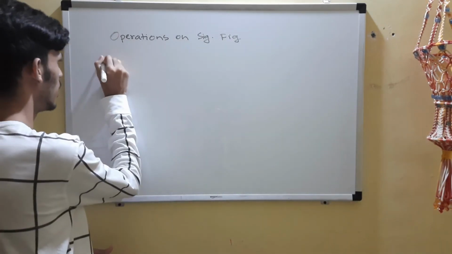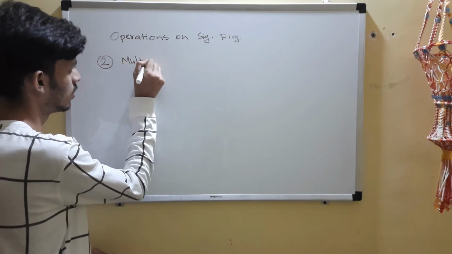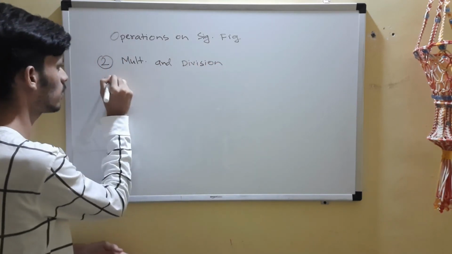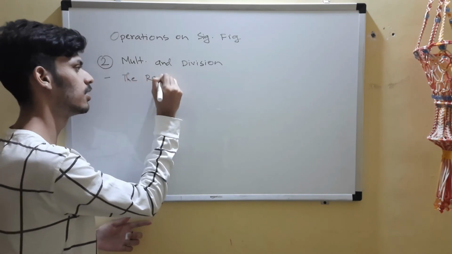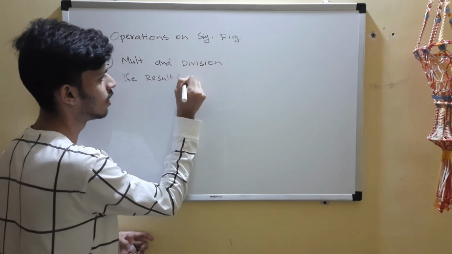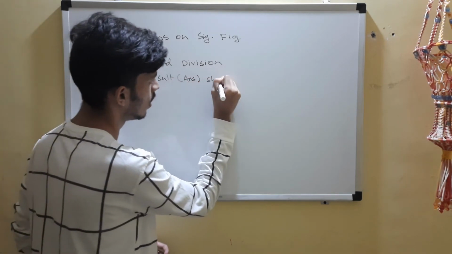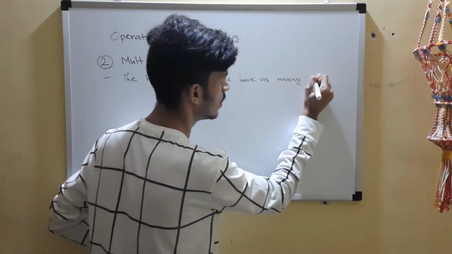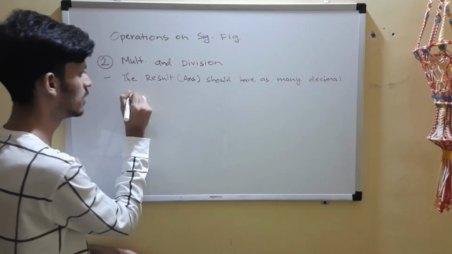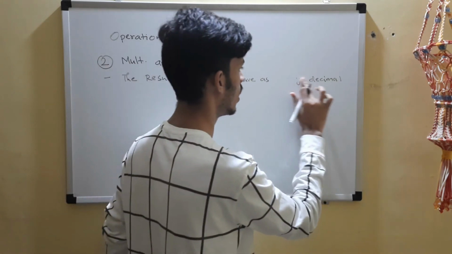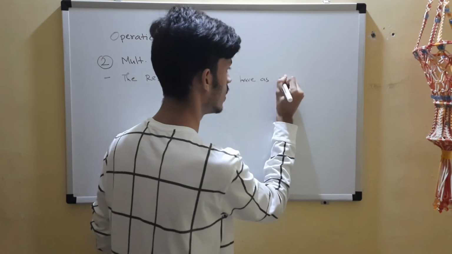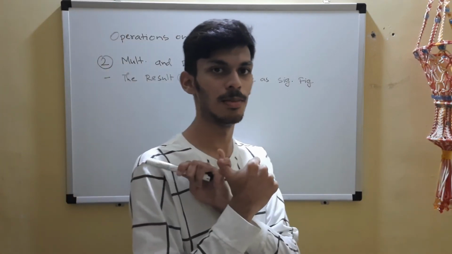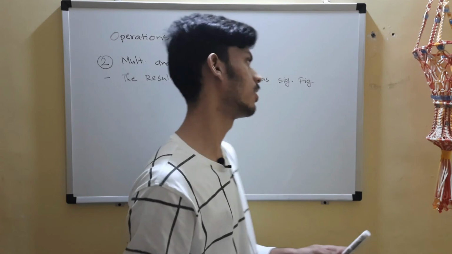Finally, let's go for the multiplication and division rule. The result or the answer, in this case a product or a quotient, should have as many significant figures. Here it's significant figures. Remember that for addition it's the least number of decimal places, and here it's the least number of significant figures.